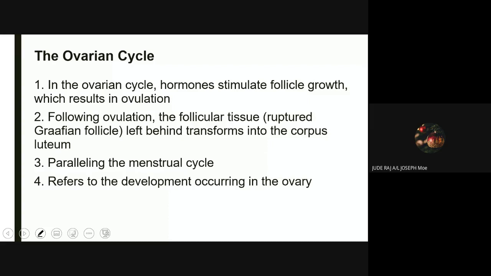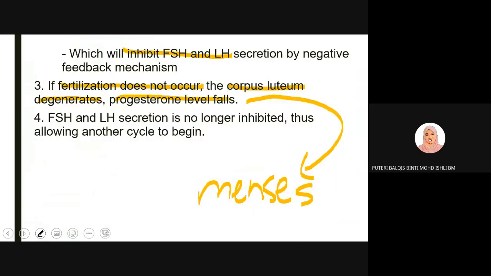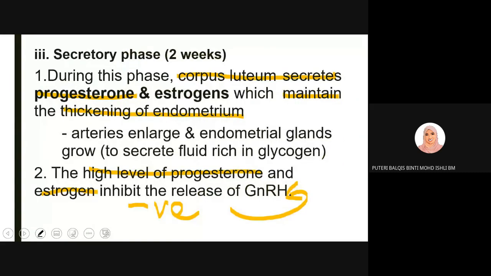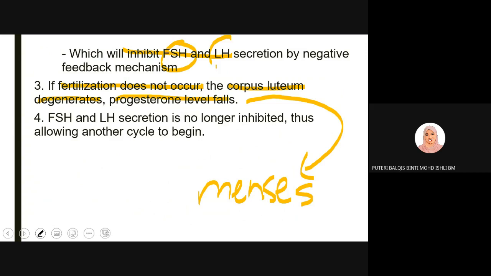Madam, what causes the low progesterone? I cannot understand that part. Okay, low progesterone due to negative feedback. Tadi high level of progesterone and estrogen inhibit the release of GnRH. Bila GnRH dah inhibit, FSH and LH pun will decrease.